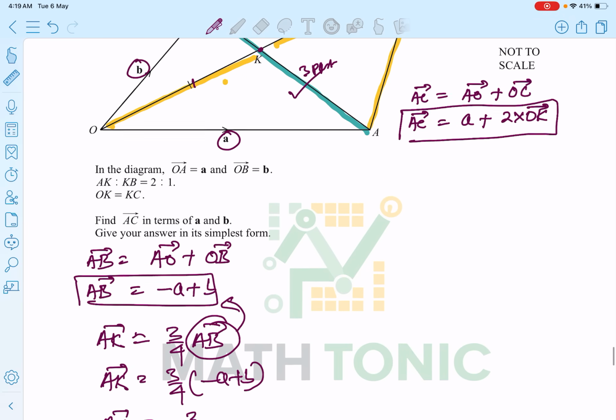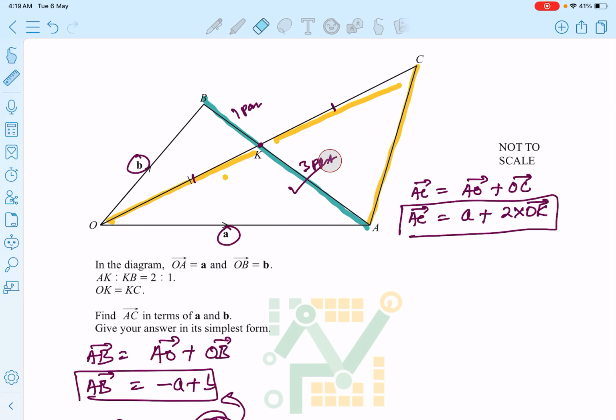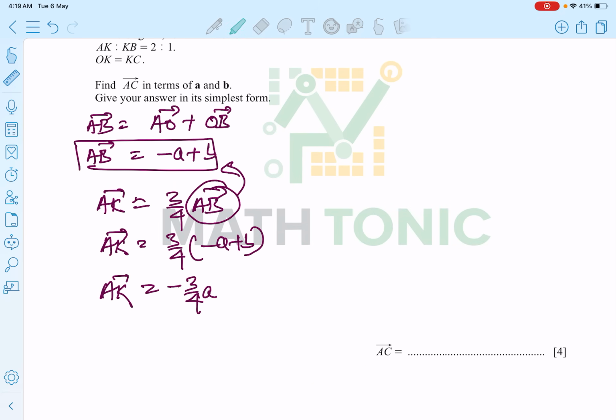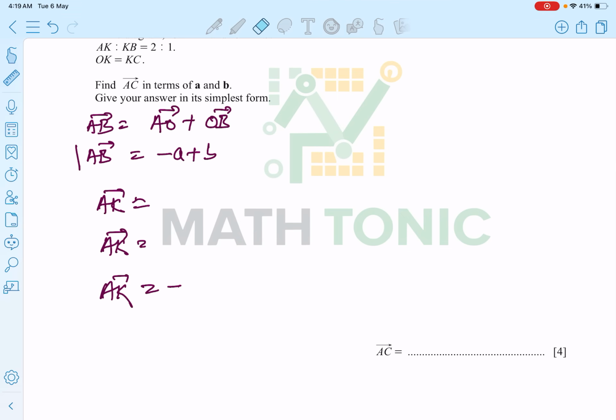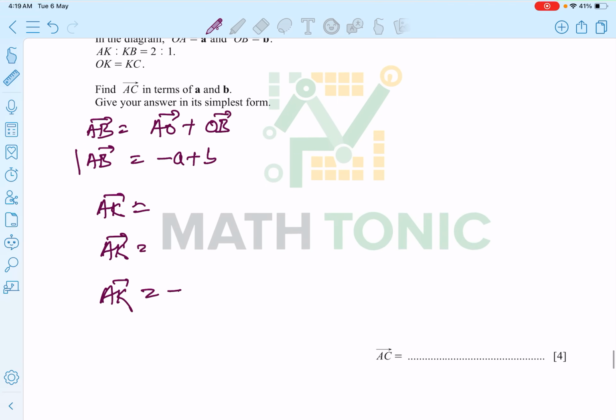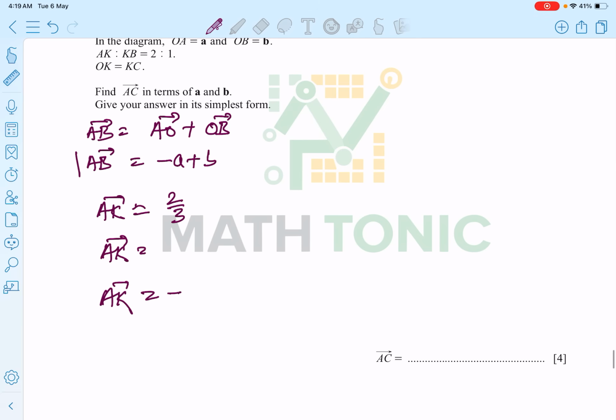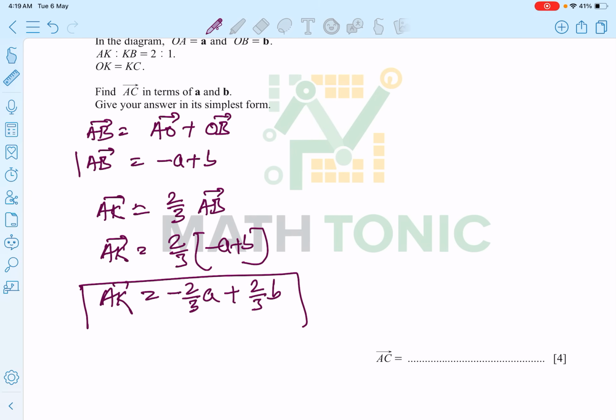1 second. It is 2:1, right? My bad, I'm sorry. This is two parts, and this one is given as 1. It should be 2/3 of the AB vector, right? So 2/3 of the AB vector means minus A plus B. When we expand this, it will be minus 2/3 of A plus 2/3 of B. This is what I got for the AK vector.